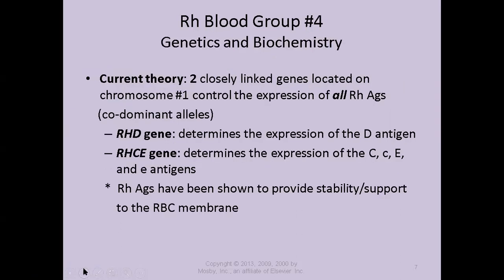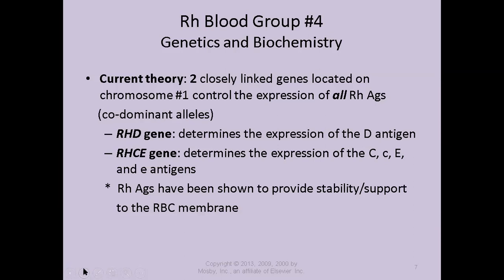So a little bit about genetics and biochemistry. The current theory for inheritance says that we humans have two closely linked genes, and the Rh genes are located on chromosome pair number 1. And these two close genes control the expression of all Rh antigens. Similar to ABO alleles, those of the Rh system are also codominant, which means that you could inherit quite a few of them. One doesn't have dominance over another.